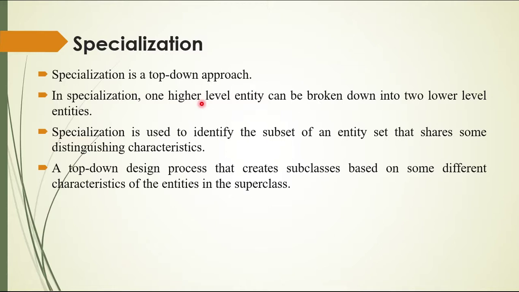One entity is a higher level entity, and this entity is further divided into sub parts that are known as lower level entities. Specialization is used to identify the subset of an entity set that shares some distinguishing characteristic. It is a top-down design process that creates subclasses based on some different characteristic of the entities in a superclass. So our higher level entity is known as a superclass. This superclass is divided into subclasses according to their characteristic. This we will see using an example.